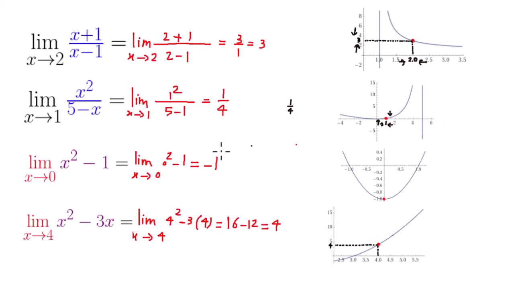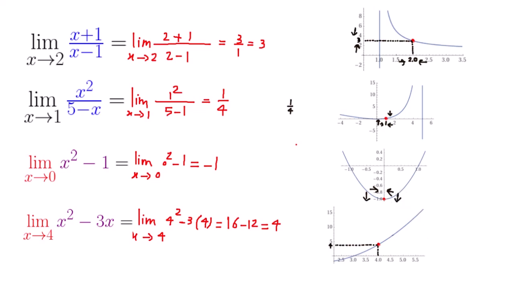The next one is the limit of x squared minus 1 as x approaches 0. When we get closer and closer to 0 from the left, we get closer and closer to negative 1 from above. And when we get closer and closer to 0 from the right, we get closer and closer to negative 1 from above.